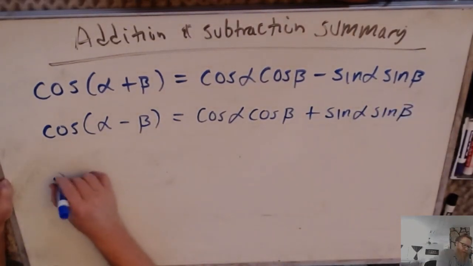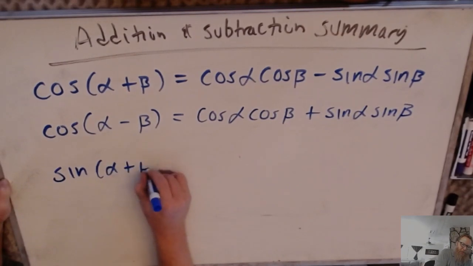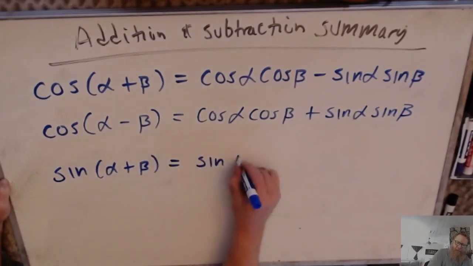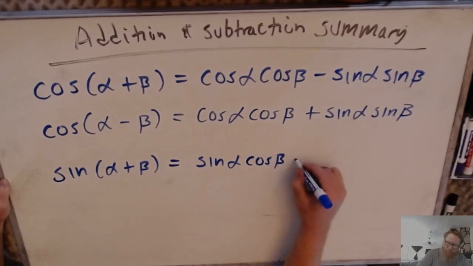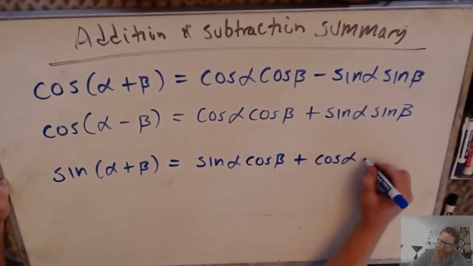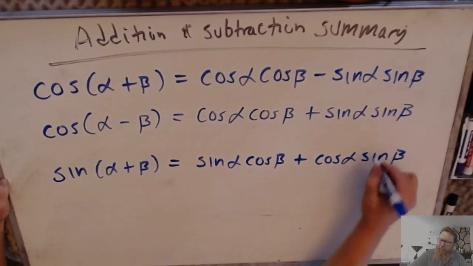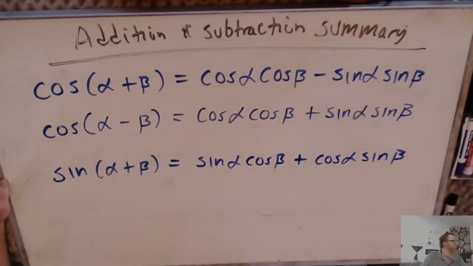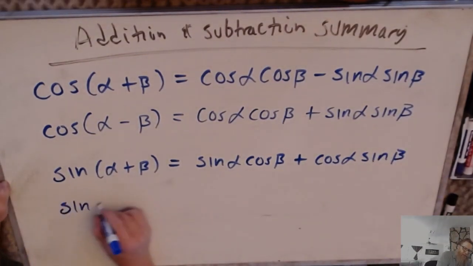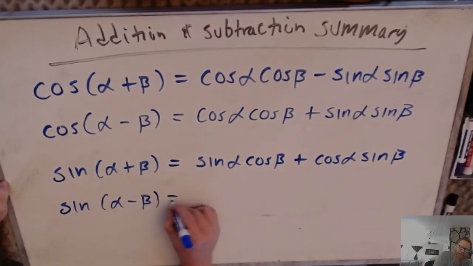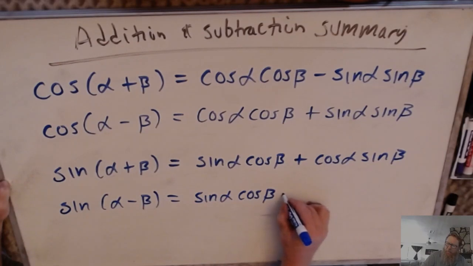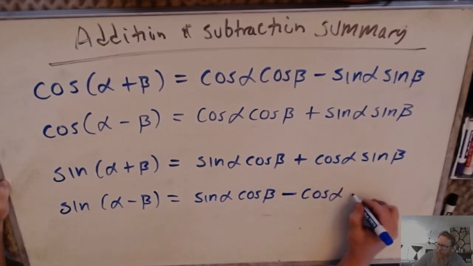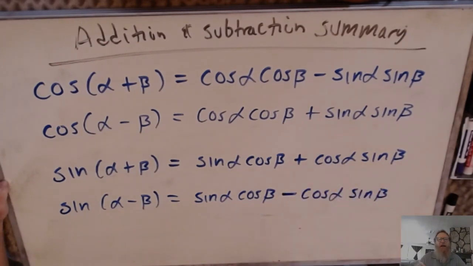All right. Sine alpha plus beta, sine alpha, cosine beta, plus cosine alpha, sine beta. And finally, sine alpha minus beta, sine alpha, cosine beta minus cosine alpha sine beta.